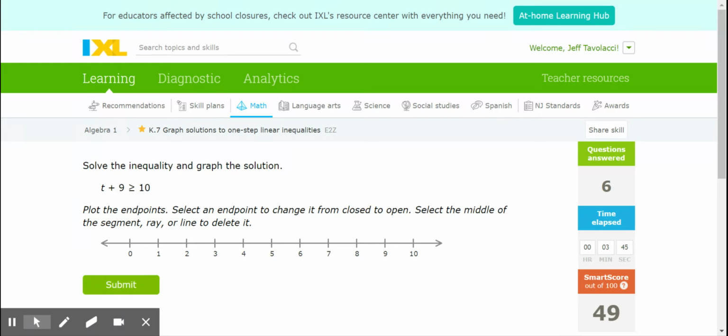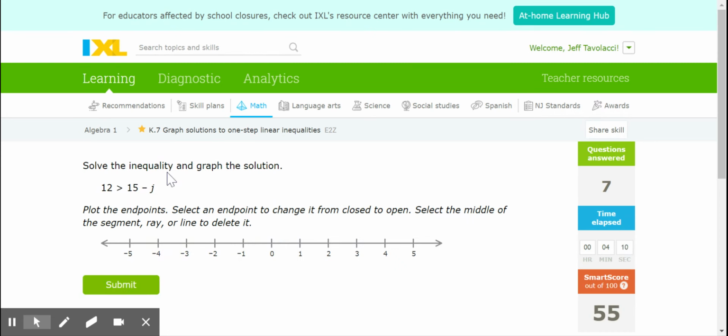All right, T plus 9 is greater than or equal to 10. Minus 9 from both sides will give me T is greater than or equal to 1. 1 is my boundary. I want it shaded because it's equal to, and greater than means to the right. Okay, and it's pointed in the direction I need to shade.